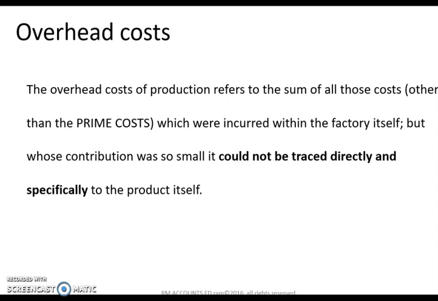So overhead costs, on the other hand, would be the sum of all the other costs that we incurred in production, except for those that we had labeled as prime costs. So in other words, the contribution of these costs are so minuscule that we cannot actually trace them directly and specifically to the product itself. Like when you turn on electricity to run your machinery, but you can't find the electricity in the product.